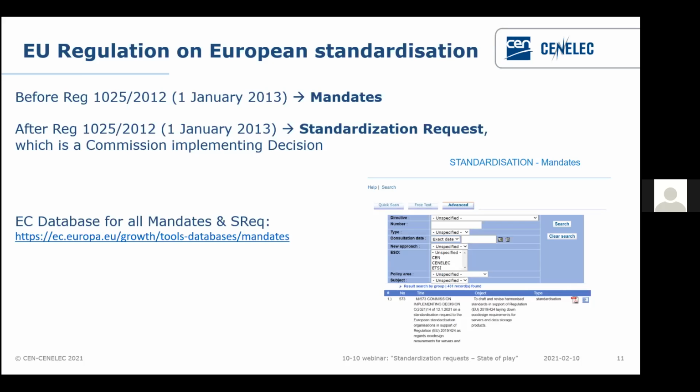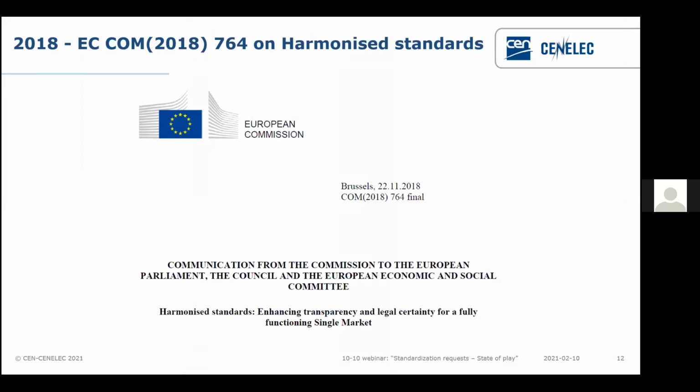I hope that you are familiar with the database managed by the European Commission, where you can find all the mandates and standardization requests. The database is called mandates. So you see even the acronym and the numbering of the standardization request remain the one used for mandates. You will see here in the example, the last standardization request that has been issued is M/573. So M comes from the past, from the mandate term. So from 2013, we only talk about standardization request.